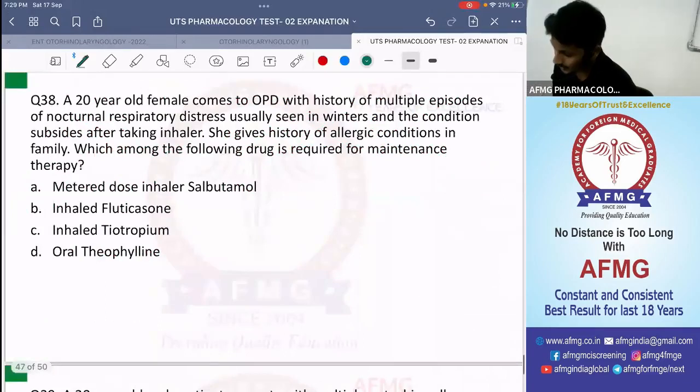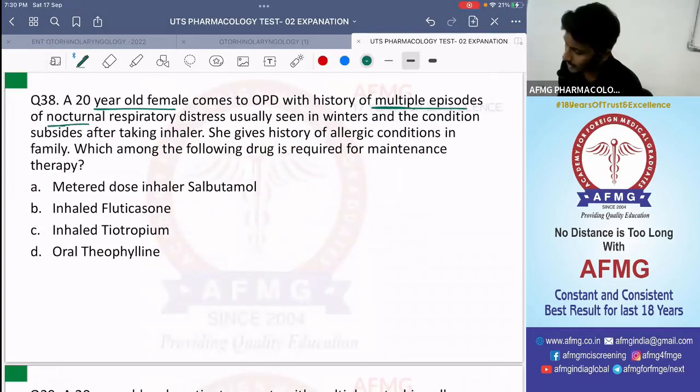Question number 38. A 20-year-old female comes to the OPD with history of multiple episodes of nocturnal respiratory distress, classical funda, usually seen in winters. Due to cold exposure in winters, mainly during the night time, the patient is having respiratory distress. Younger female presenting to you. Condition subsides after taking inhaler. That means it is a reversible condition, bronchoconstriction.